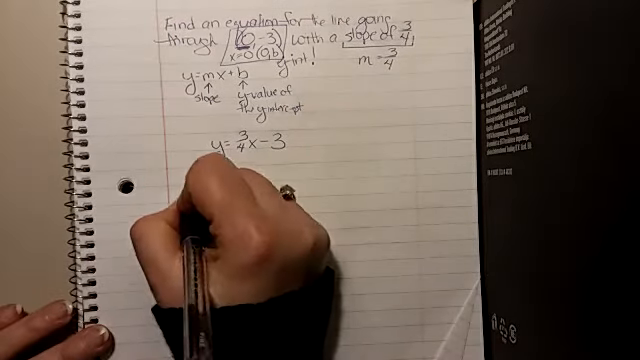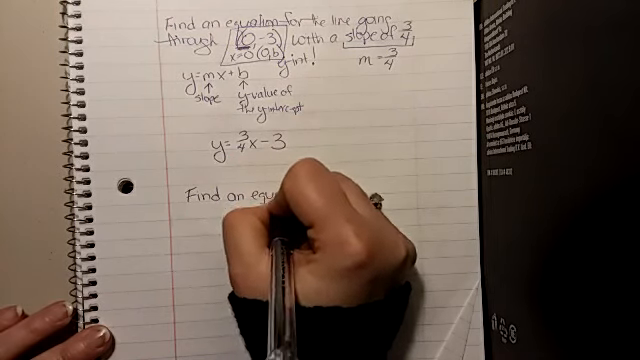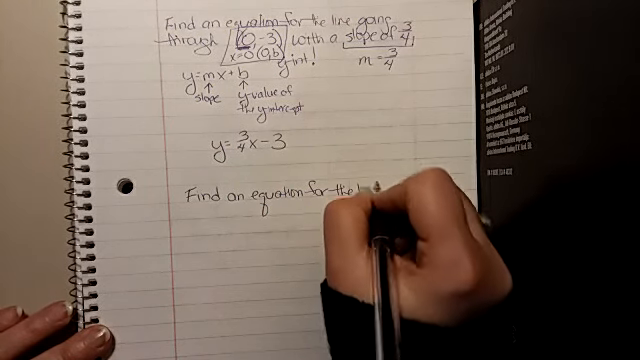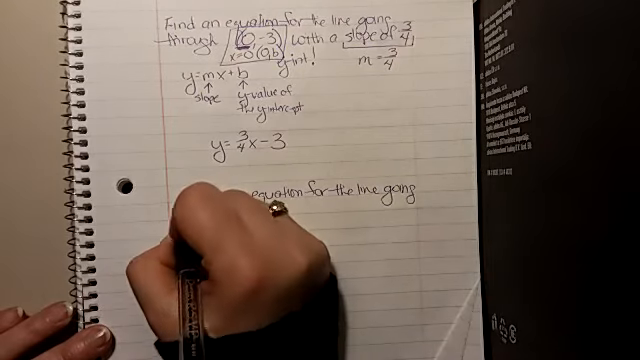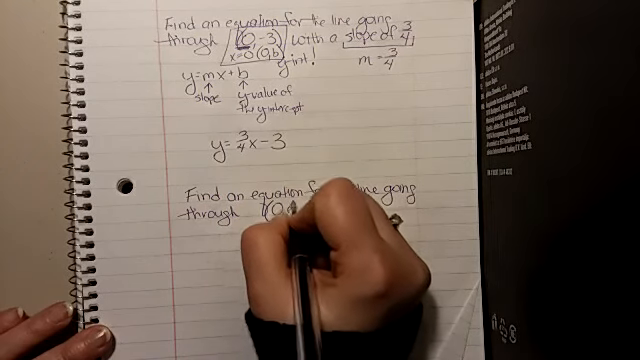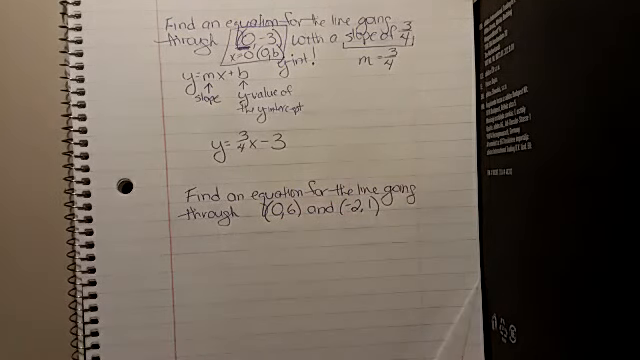Find an equation for the line going through 0, 6, and -2, 1. Ask yourself the same two questions. Do I have slope, and do I have the y-intercept? Always ask slope first. So do I have slope?